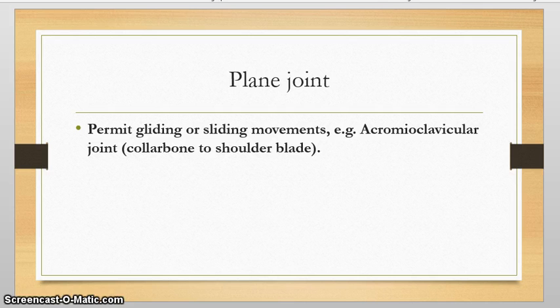Next one is a plane joint. It's a gliding and sliding kind of joint, and it's in your collarbone and your shoulder blade, where they slide across to keep you moving.